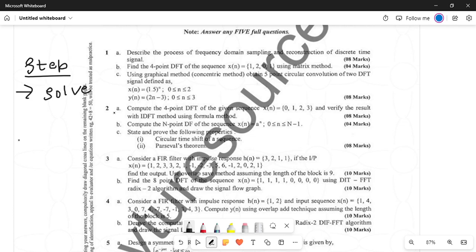Now come to the 3A problem, students. Consider an FIR filter with impulse response h of n equal to 3211, and the input x of n is given, which is very lengthy. Find the output. Use the overlap save method, assuming that the length of the block is 9. So here it is telling that the length of the block is 9.